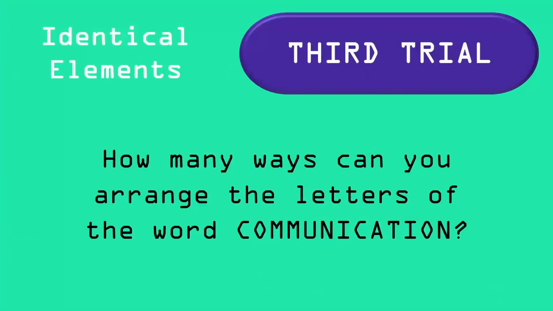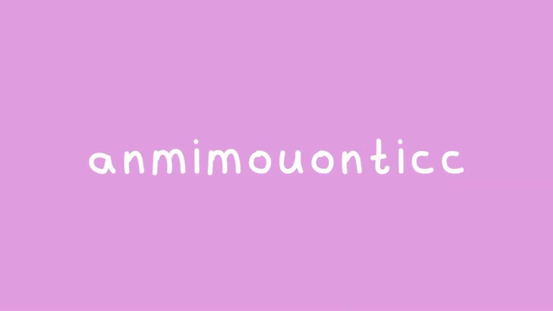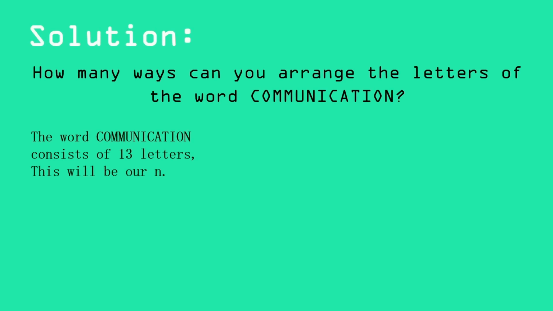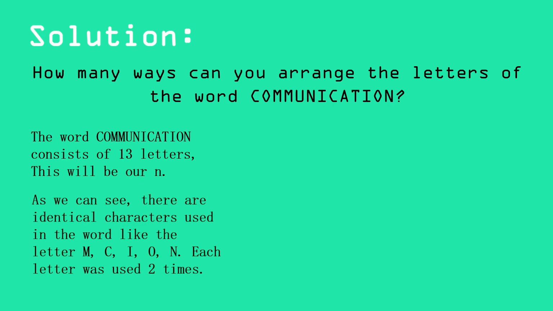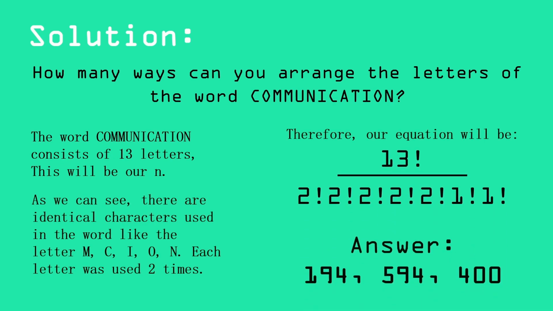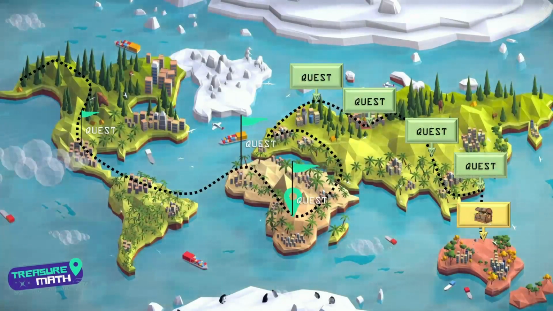How many ways can you arrange the letters of the word communication, as in C, O, M, M, U, N, I, C, A, T, I, O, N? Using the identical elements formula, the answer is 194,594,400. You're amazing, right? Great job! Wow! We already passed half of the quest. Time for the fourth one.